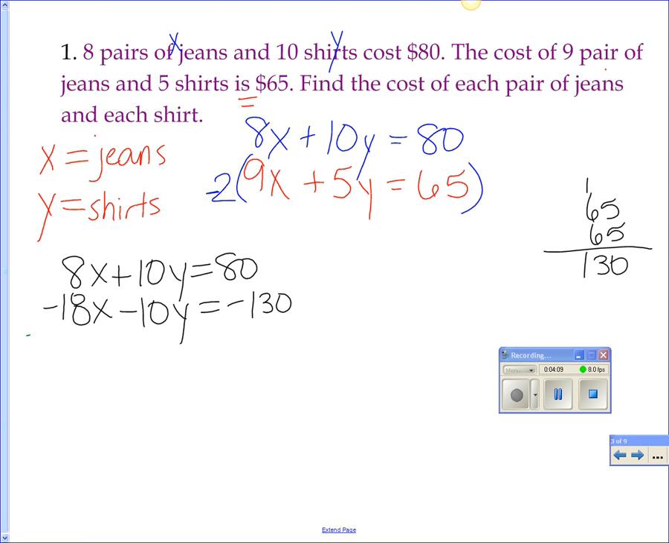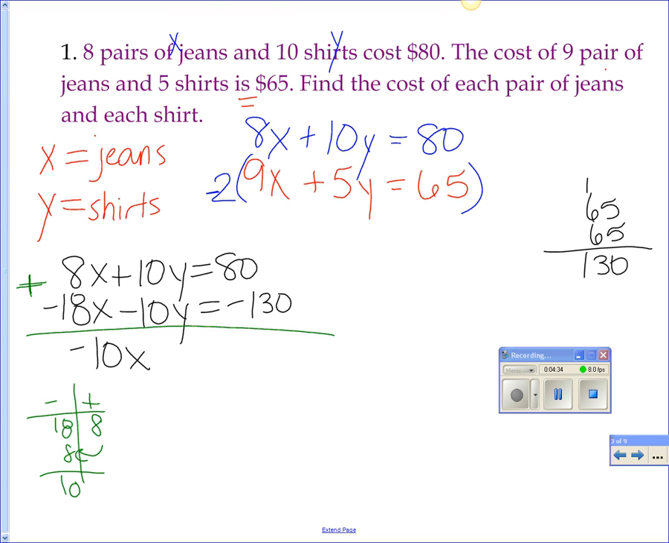All right, I'm going to draw my line and put a plus out here. For 8 plus negative 18, I'm going to do a chart. So positive 8, negative 18. Move it, lose it. 10 is negative. So I get negative 10x. These two cancel. And I'm going to do a chart for this one. So positive 80, negative 130. Move it, lose it. So I get negative 50.